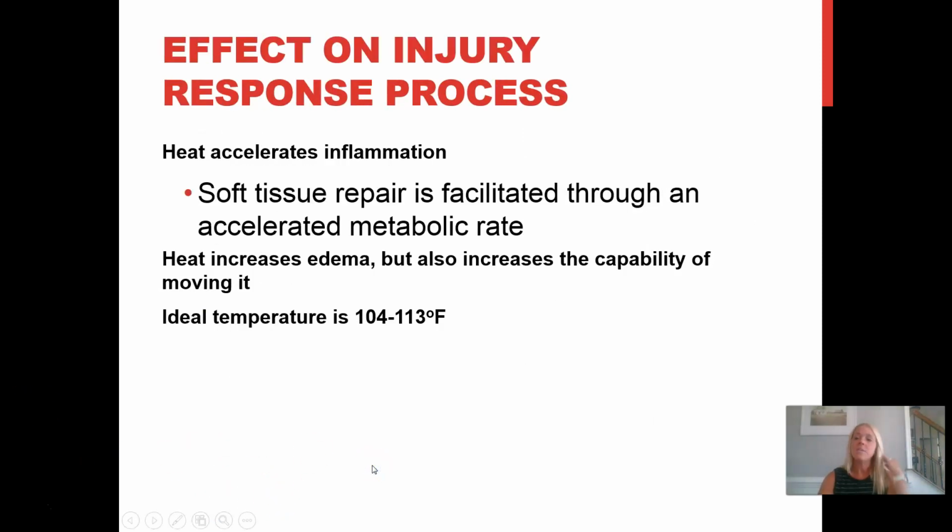So the effect on the injury response process as far as heat goes, heat is going to accelerate inflammation. So it's going to increase local cellular metabolism, which is going to increase the rate of healing in that area. Again, it can increase edema, but it increases the capability to remove it. And the ideal temperature for most heating modalities is somewhere in the ballpark of 104 to 113 degrees. You don't need to memorize that. Just know it's pretty warm.